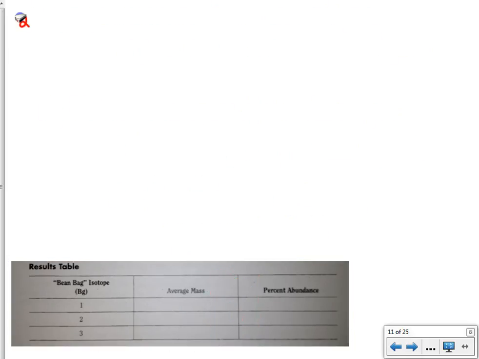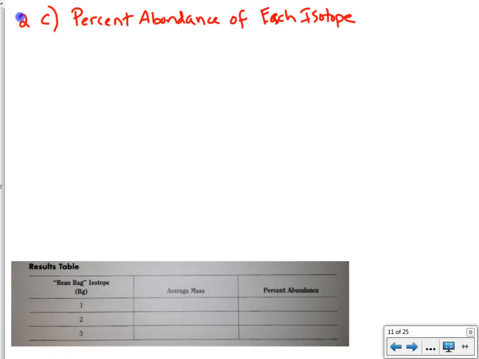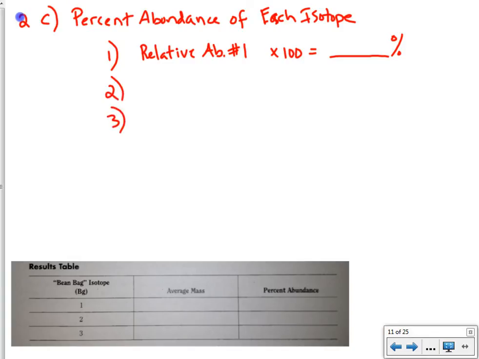To continue answering question number 2, this is now part C, where we are calculating the percent abundance of each isotope. What you will do here is take the relative abundance for bean type number 1 and multiply it by 100. You'll get some number that is a percentage. You'll continue that for bean types number 2 and 3, and you will have 3 percent abundances.